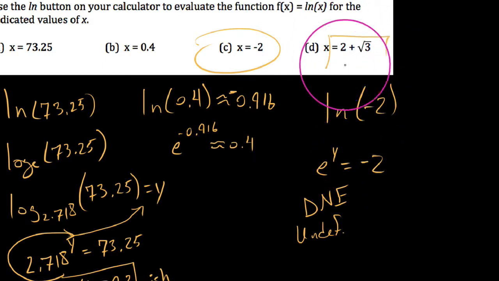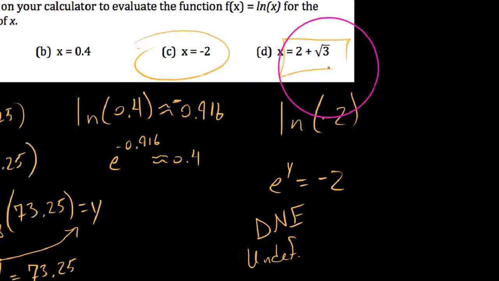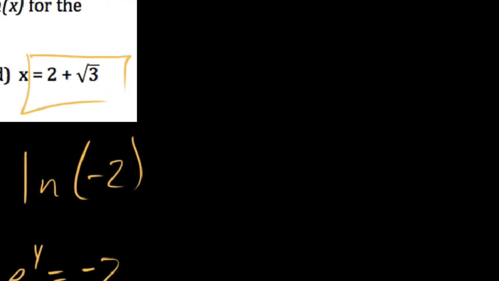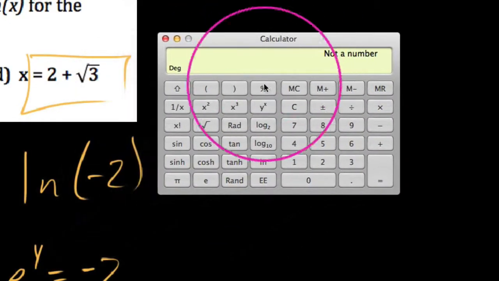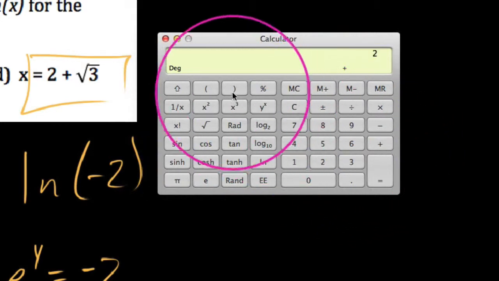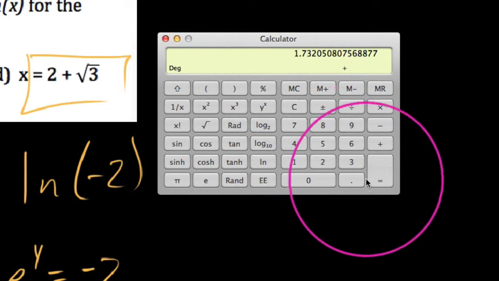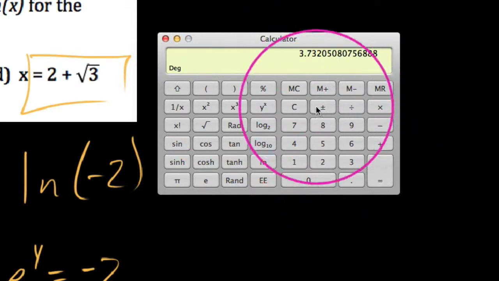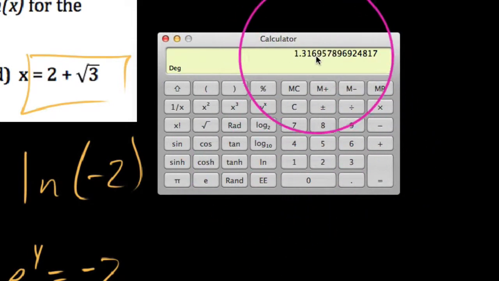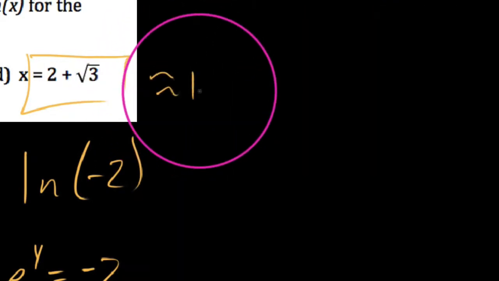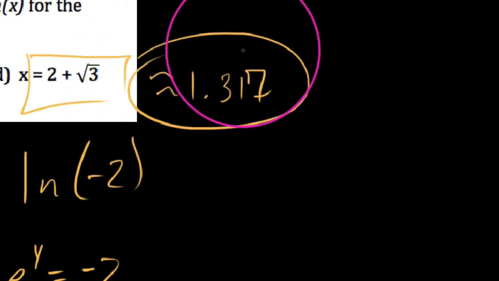And okay, so how about this? 2 plus radical 3. What if I had been doing the quadratic formula or something? Let's do that first. I'll bring this up here. We say 2 plus, in parentheses, 3 square root, in parentheses, equals. So 2 plus radical 3 is this. We'll take the ln of that, and we get 1.317-ish. So it's approximately 1.317. So not a hard thing to do.